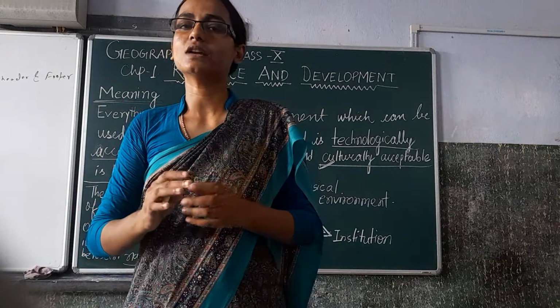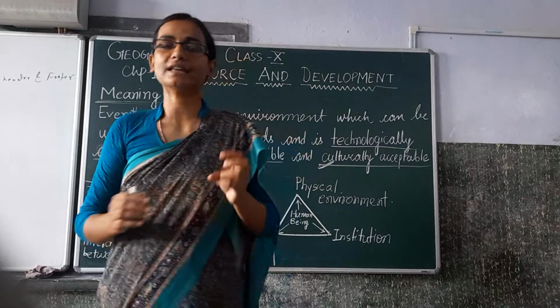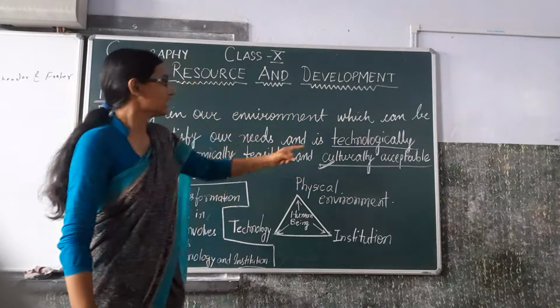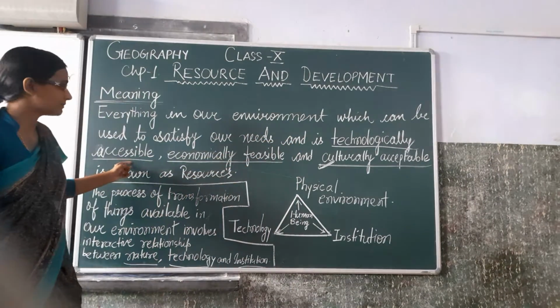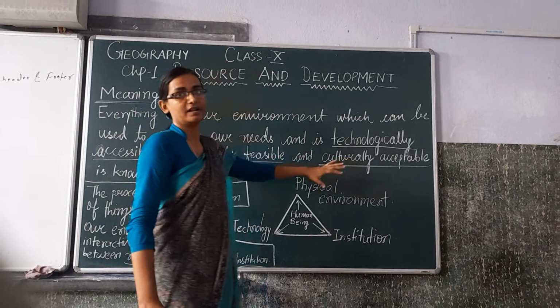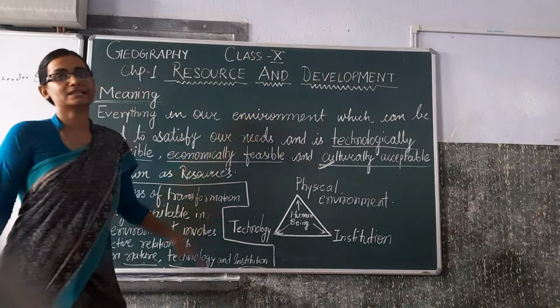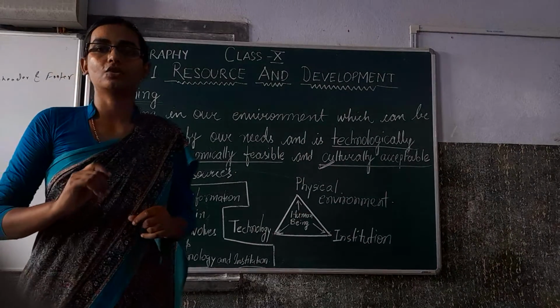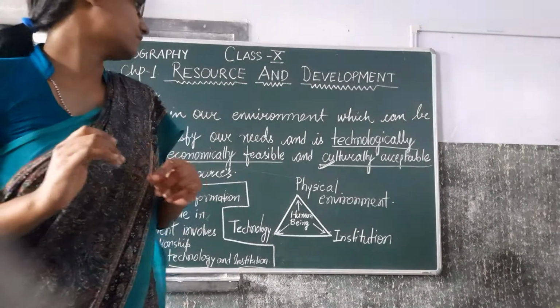Means anything could be a resource if it satisfies three important criteria. It should be technologically accessible, economically feasible and culturally acceptable. If it fulfils all three criteria, then only can we call any particular thing a resource.